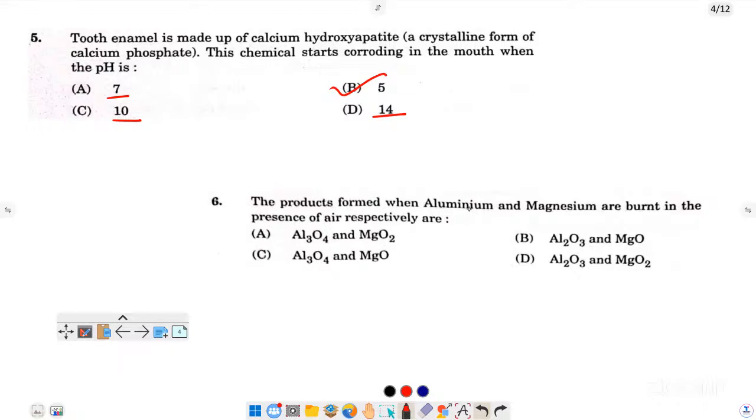The products formed when aluminium and magnesium are burnt in the presence of air, respectively, are. I told you two reactions are important: the reaction between aluminium with oxygen, sodium with oxygen, and magnesium with oxygen. So the aluminium oxide is Al2O3 and magnesium oxide is MgO. B is the correct answer. Okay, next question.